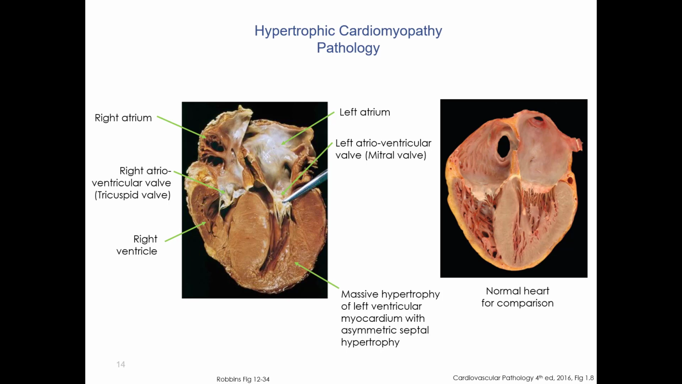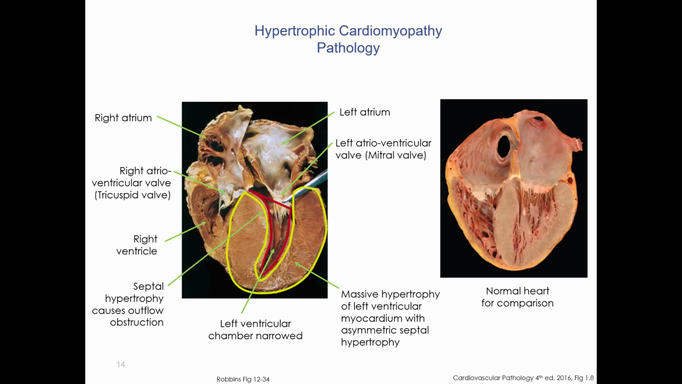And here is massive hypertrophy of the left ventricular myocardium with asymmetric septal hypertrophy. You can see the left ventricular chamber is narrowed. I put a drawing here around the massive hypertrophy of the left ventricle wall in yellow along with the chamber in red. You can see that the septal hypertrophy in this region causes outflow obstruction.